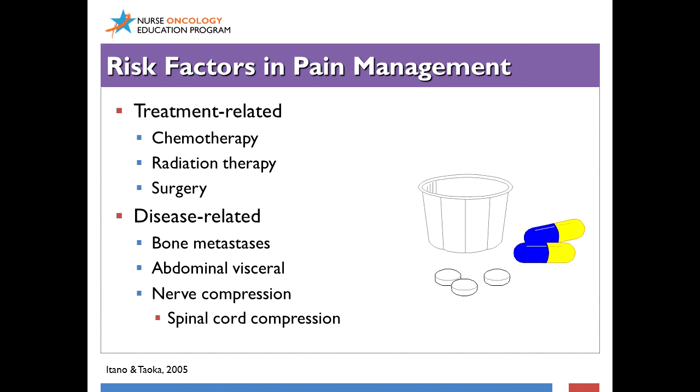We look at disease-related factors. We know that bone metastasis is the most common source of cancer pain. That pain is the result of bone destruction or compression of the bone on nerves and soft tissue. We also have abdominal visceral pain, which may be caused by tumor obstruction in the small or large bowel, a liver metastasis, blood flow occlusion to visceral organs, and other causes as well. And then last, we may have nerve compression, which is injury to the peripheral, sympathetic, and/or central nerves, such as a spinal cord compression.